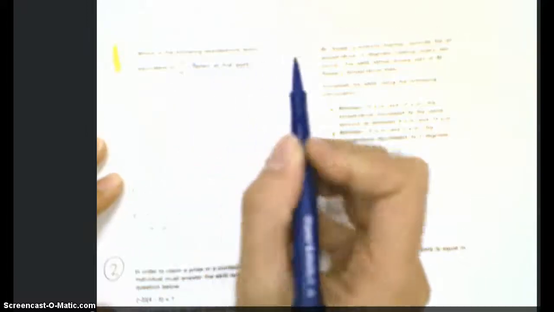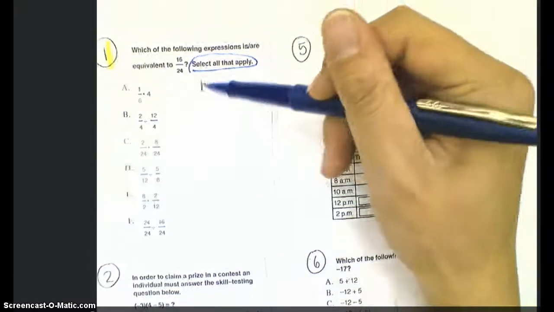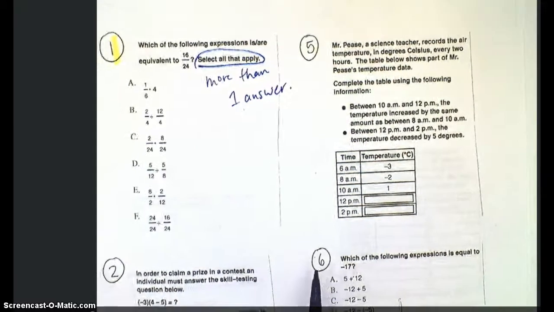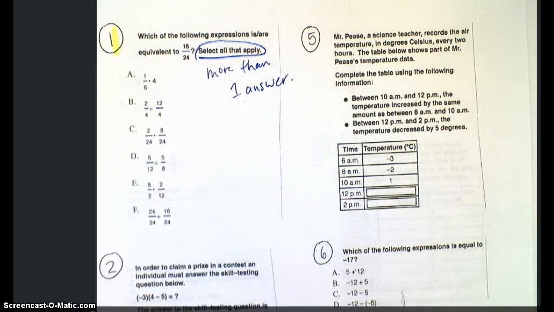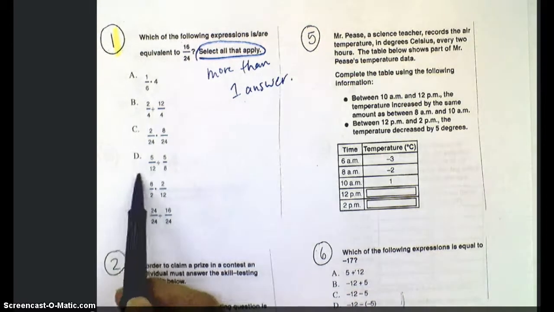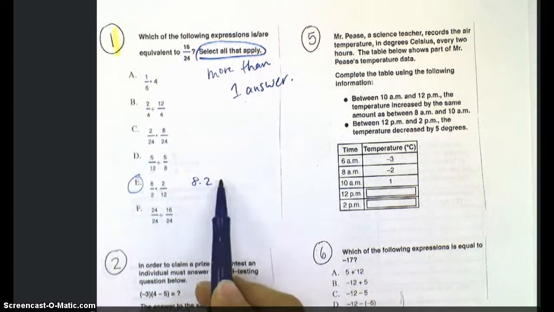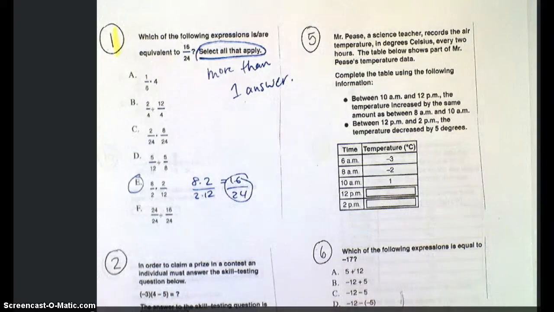Now if it says select all that apply, most of the time that would mean that there's more than one answer, typically. If it's just a regular multiple choice question like, say, number 6, then of those 4 choices you're really just selecting one. But for a select all that apply question, you probably need to be selecting more than just the answer E, because the most obvious choice here is E, where we do 8 times 2, which is 16, and 2 times 12, which is 24. That's the most obvious choice.